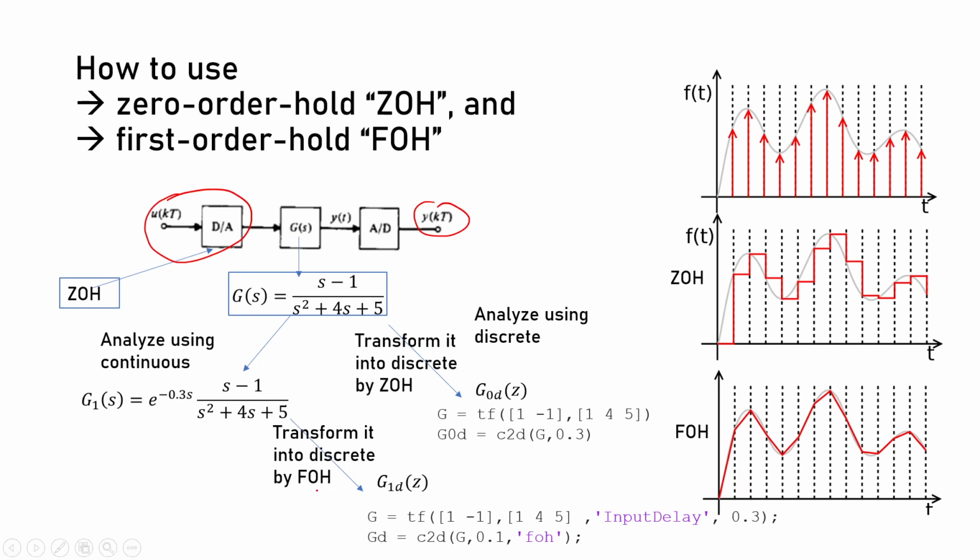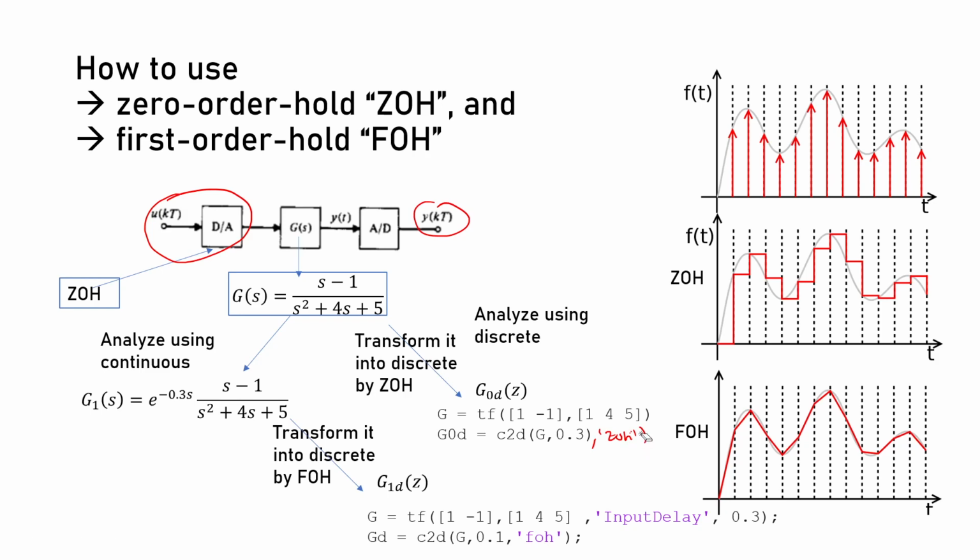What if you want to use first order hold, even though your system actually is zero order hold, but you want to analyze the system using first order hold? Well, you can see here when you transform from continuous to discrete, you don't impose any delay, because the zero order hold here would imply the delay of the input already, right?